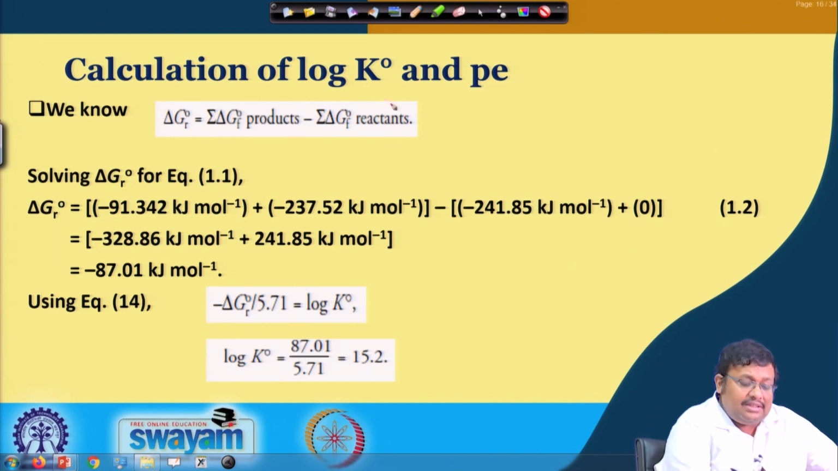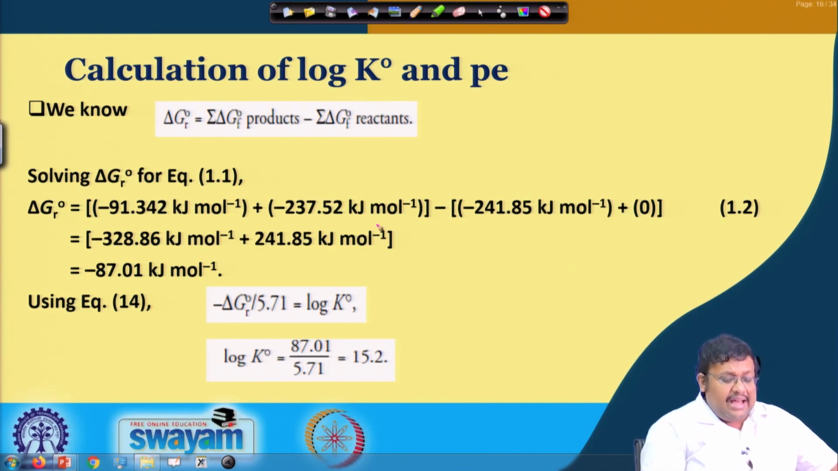Now, if we solve these reactions, so if we put these values of the free energy of the products and the free energy of the reactants, we will get this value, that is minus 87.01 kilojoule per mole. Now, using this equation 14, we can see that minus delta G0 R by 5.71 equal to log K. We have seen that also in our previous lecture. So, now we know the value of delta G0 is equal to 87.01.